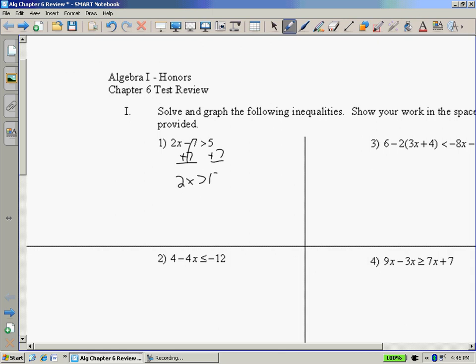2x is greater than 12. We're going to divide by 2. And x is greater than 6. So now we want to graph this.